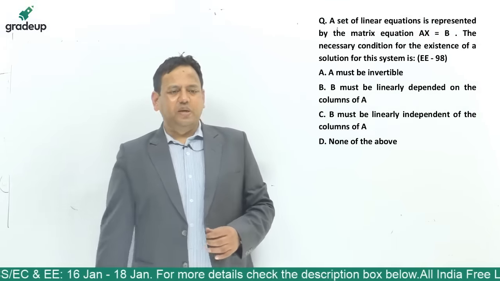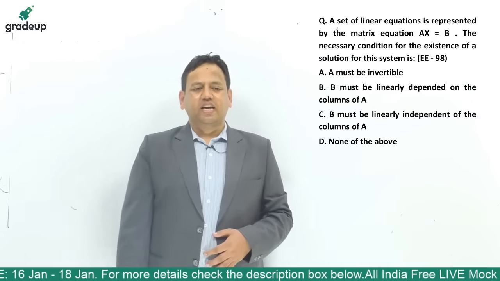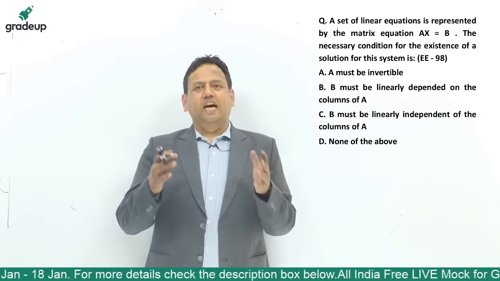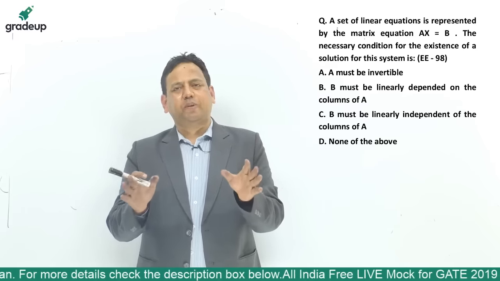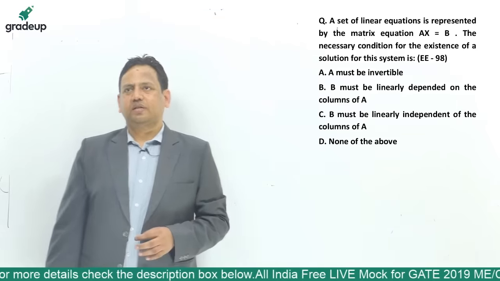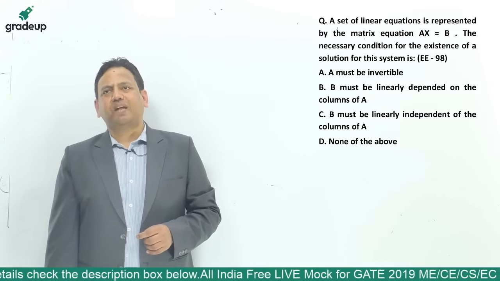A set of linear equations is represented by the matrix Ax is equal to B. The necessary condition for existence of a solution. They have said existence of a solution, so it means that it should simply be consistent. Yes, it is 1.5x minus 0.5y plus z.